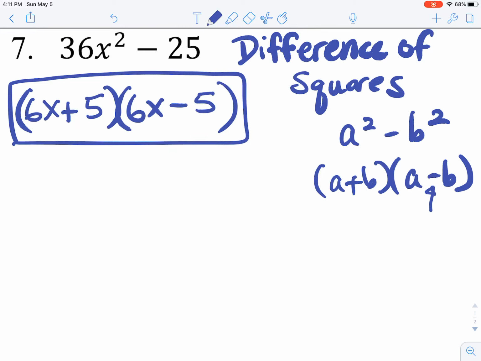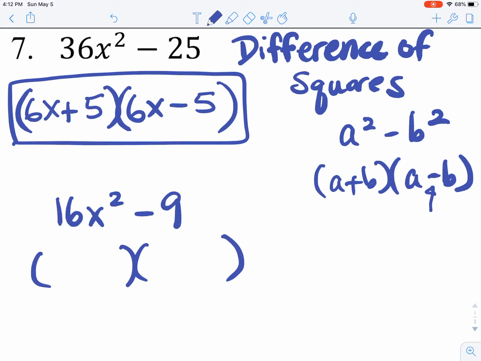And this works really well with any sort of perfect squares. Maybe I have 16x squared minus 9. If I were to break this down, the square root of 16 is 4. The square root of x squared is x. Plus in one, minus in the other. The square root of 9 is 3.